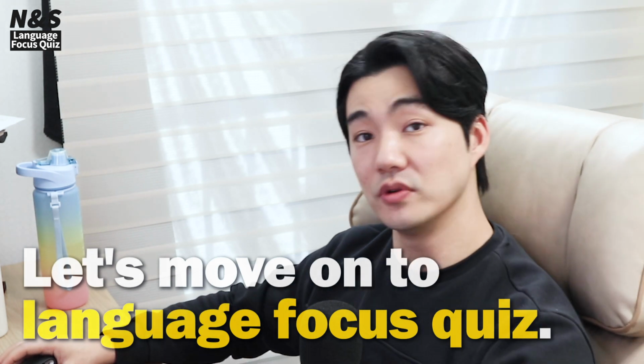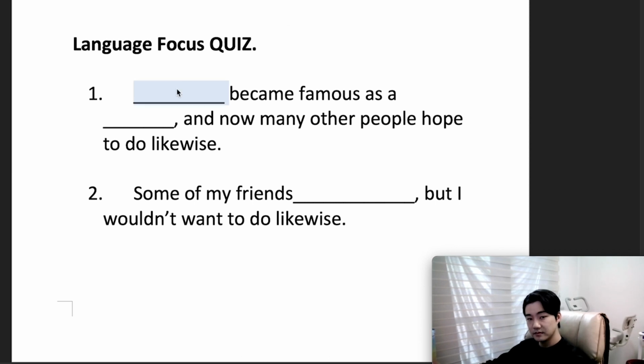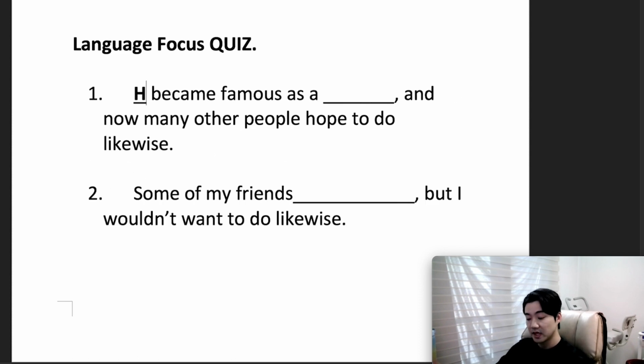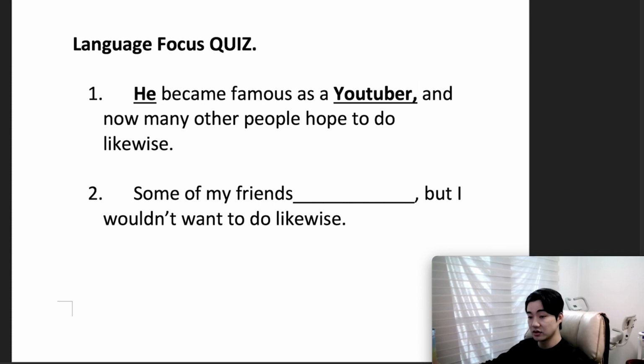Alright, now let's move on to the language focus quiz. Number 1. Became famous as a blank and now many other people hope to do likewise. Let's keep a simple answer. He became famous as a YouTuber. And now many other people hope to do likewise. So, he became famous as a YouTuber and now many other people hope to do the same. People these days want to become YouTubers, and they usually look at other people as inspiration.